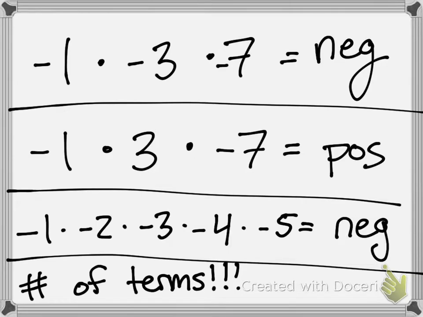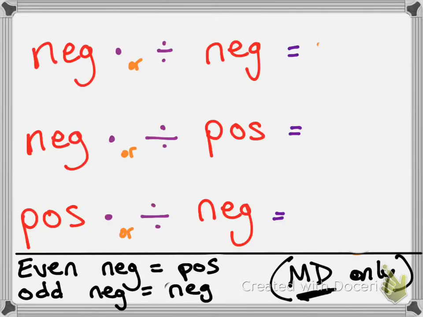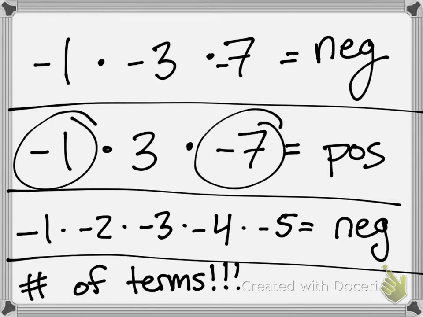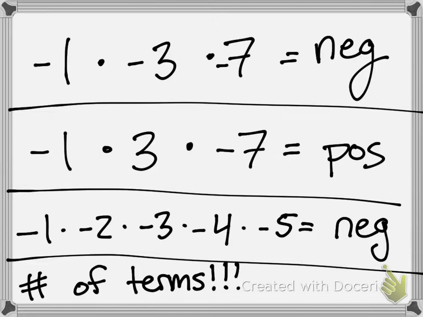Daniel asked a good question. It's the number of terms that we're counting, whether it's even or odd. So if there's an even number of negative terms, then, see, here's one negative term, here's one negative term, we get a positive value. That's why Daniel's question was a good question.